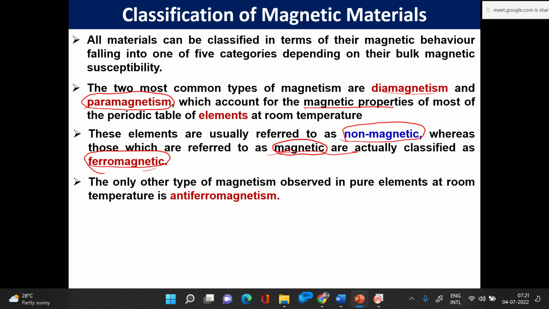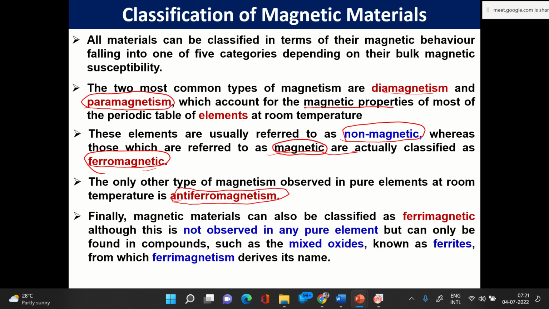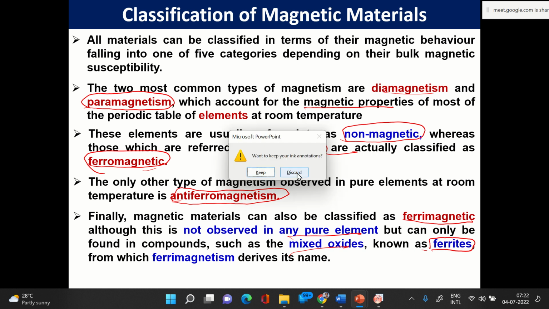So let's move on. Antiferromagnetism is another property that can be seen. Already I told you about ferrimagnetic behavior, which is not observed in any pure element, only in mixed oxides. And the name ferrimagnetism arises from ferrites. What are ferrites? Ferrites, for example Fe3O4.